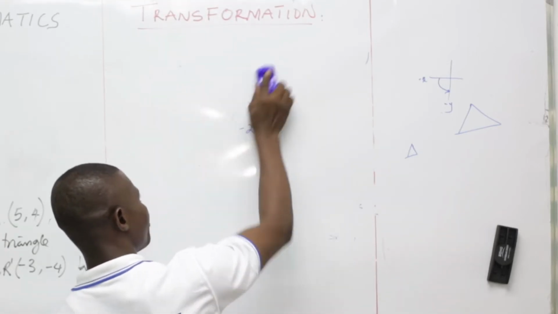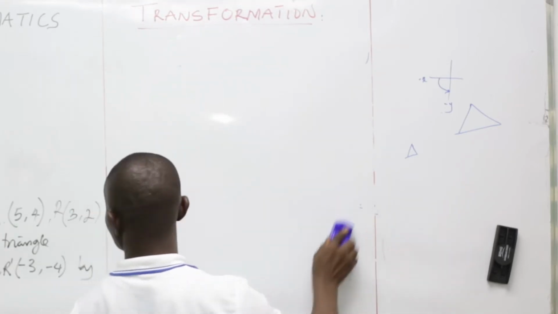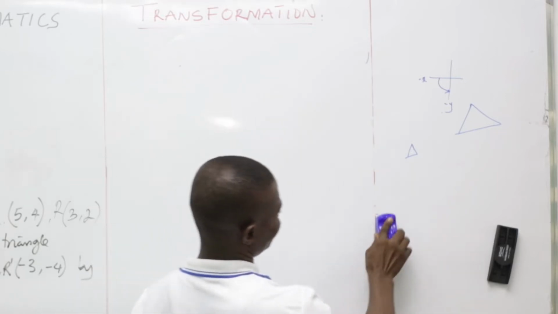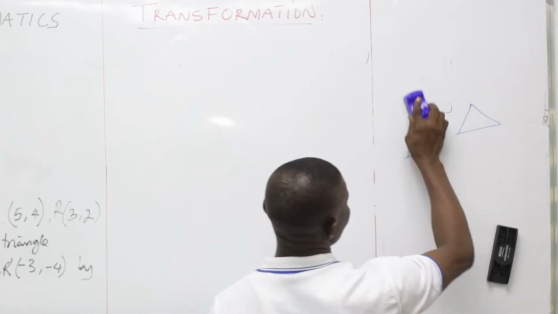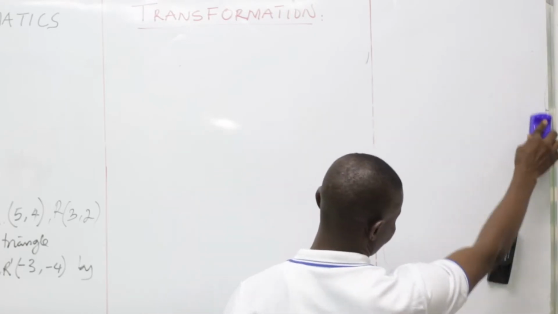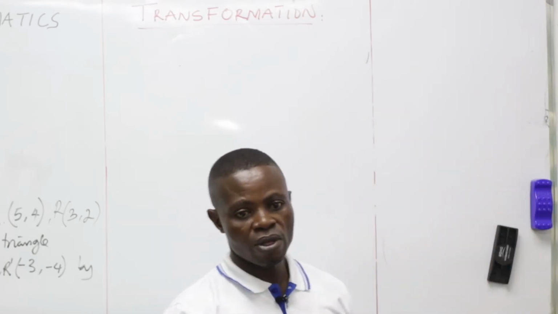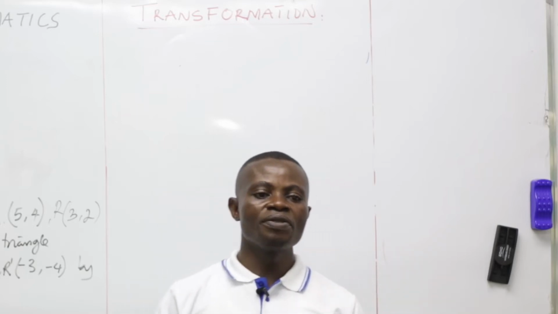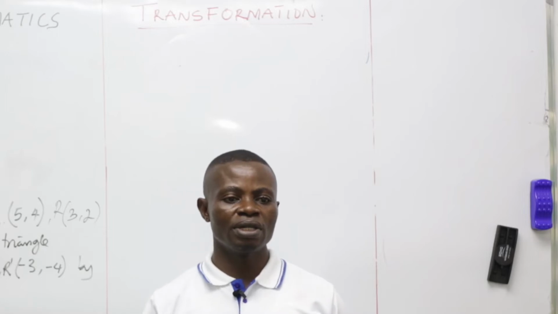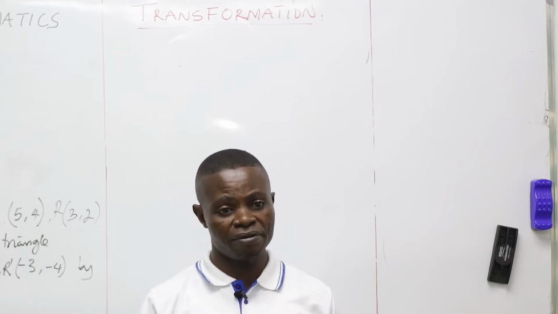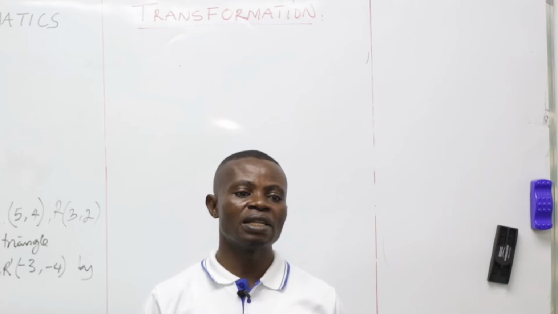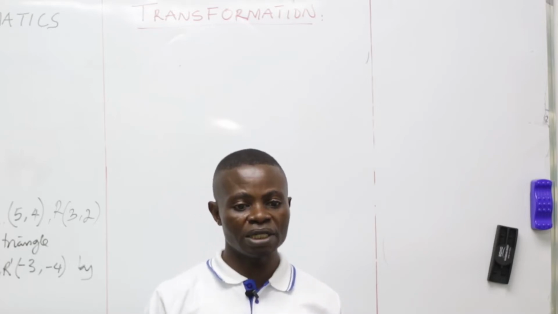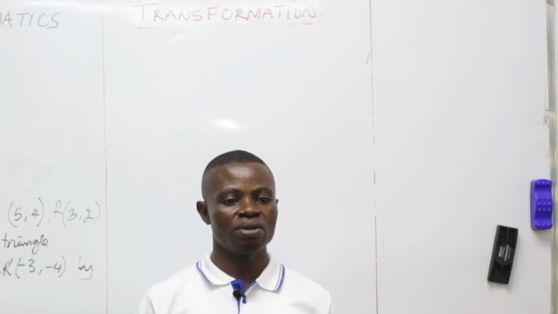Enlargement deals with scale factor, which could be reduction or enlargement. If you are reducing, the scale factor will be half. Then if you are enlarging, it will be ×2 of the object. The image will be ×2.